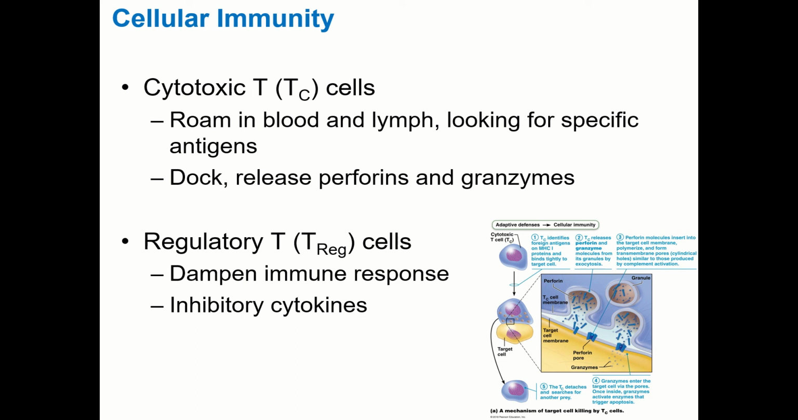So again, the cytotoxic ones are the ones that actually roam around in the blood, and they look for, as soon as they see that specific antigen, if they're activated, they'll actually attach to that cell, and then they'll release the little granules that we talked about earlier, which will then degrade the proteins inside that cell and cause it to die.